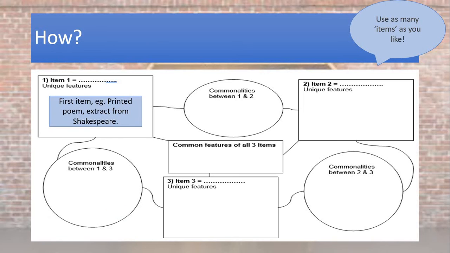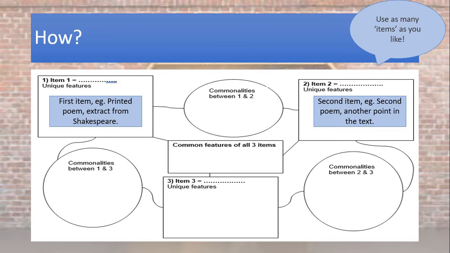So to use it, firstly, we take item 1 and we just label it. So this could be the printed extract in your question, the printed poem in your question, or the first section of a text you think of with your post-1920 text, because you don't get any kind of printed extract for that. Then for item 2, you think of the next item that could link to that section of text or poem according to your question.